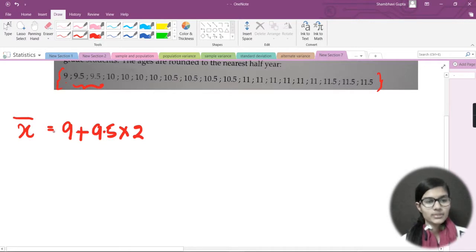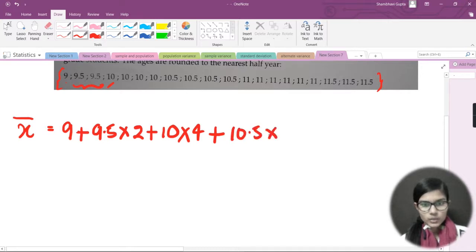Fine, so here I have written x bar is equal to 9 plus 9.5 into 2. What next I have, I will just again put a plus sign and I would write 10. So basically the next point which I have is 10 and I have 4, right? I would just multiply it using 4. Then I would write 10.5 and then whatever I have, 3. Okay, I have even 4 points for 10.5 done.